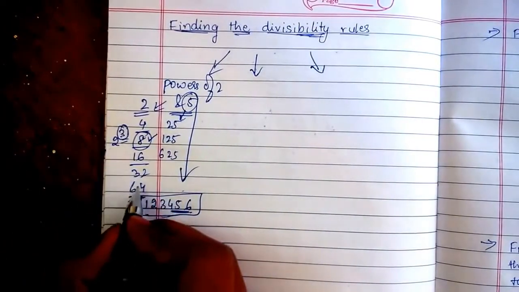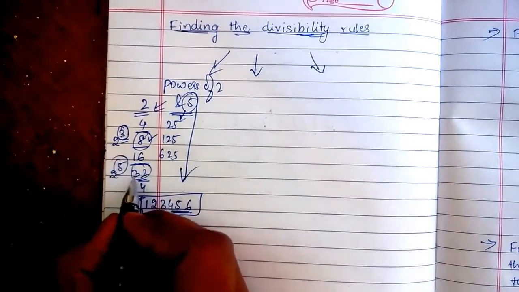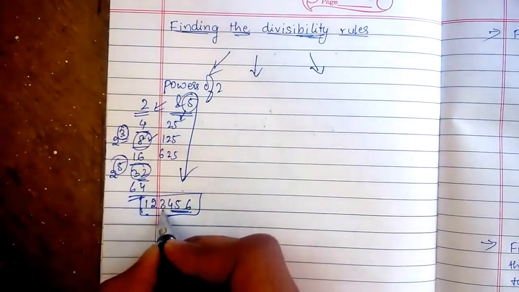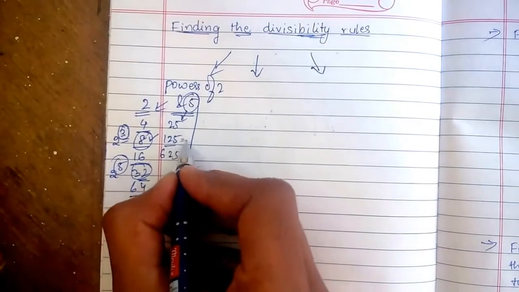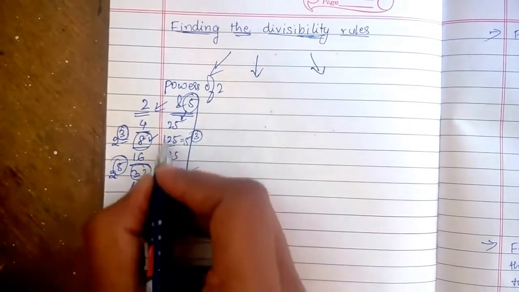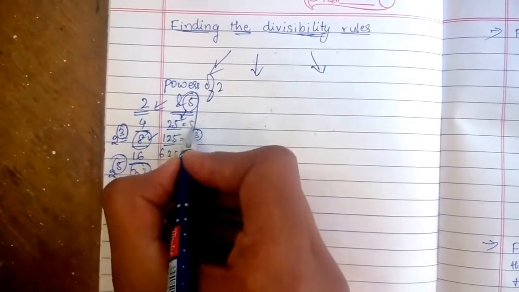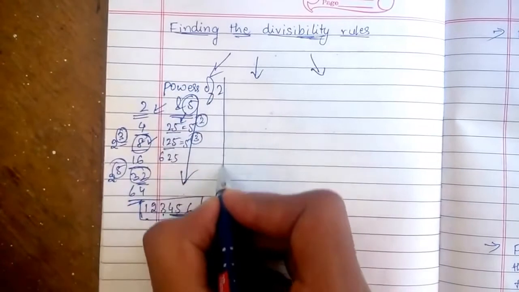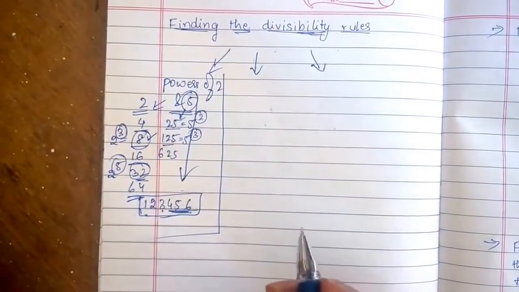If you are checking with 32, it is the last 5 places that I have to check, since it is the fifth power of 2. If you want to check if this number is divisible by 125, you have to check the last 3 places, since 125 is the third power of 5. Divisibility by 25, you have to check the last 2 places, since it is the second power of 5. And this is the method used for powers of 2 and 5.